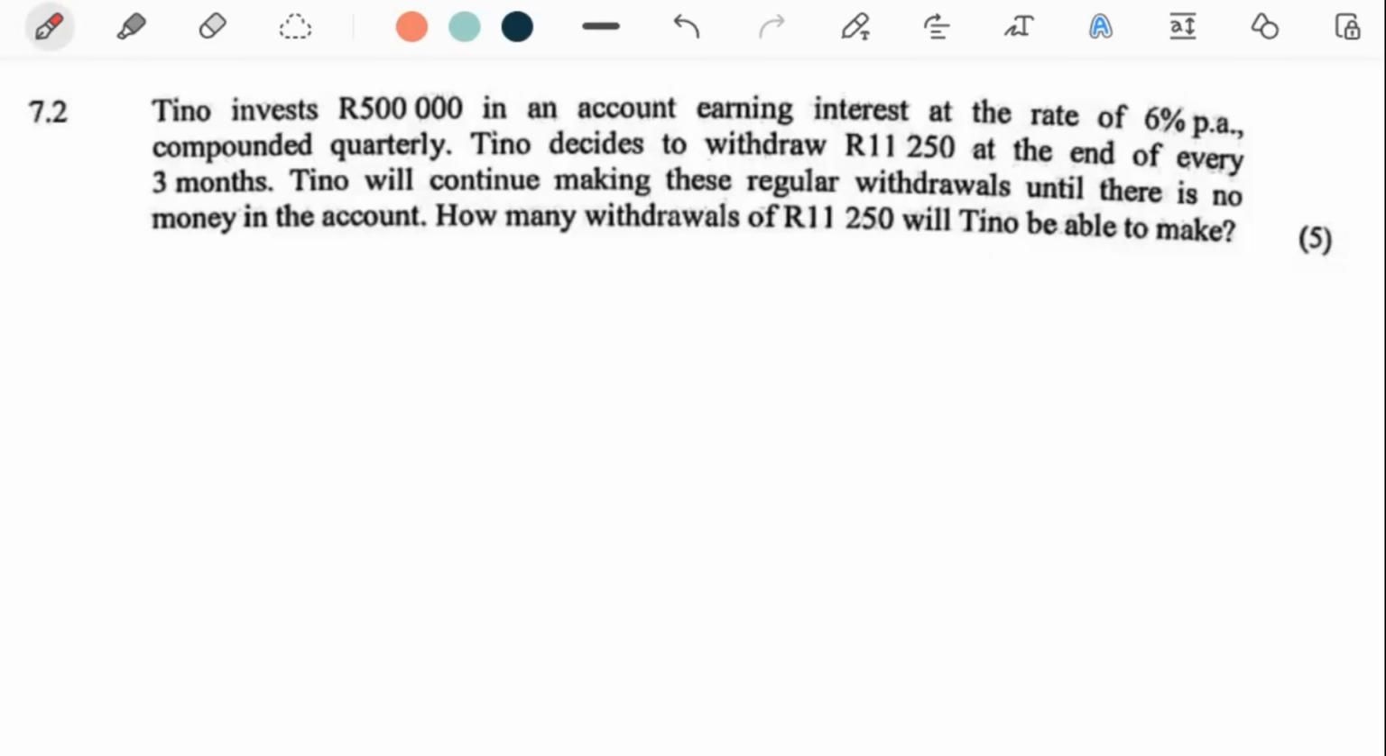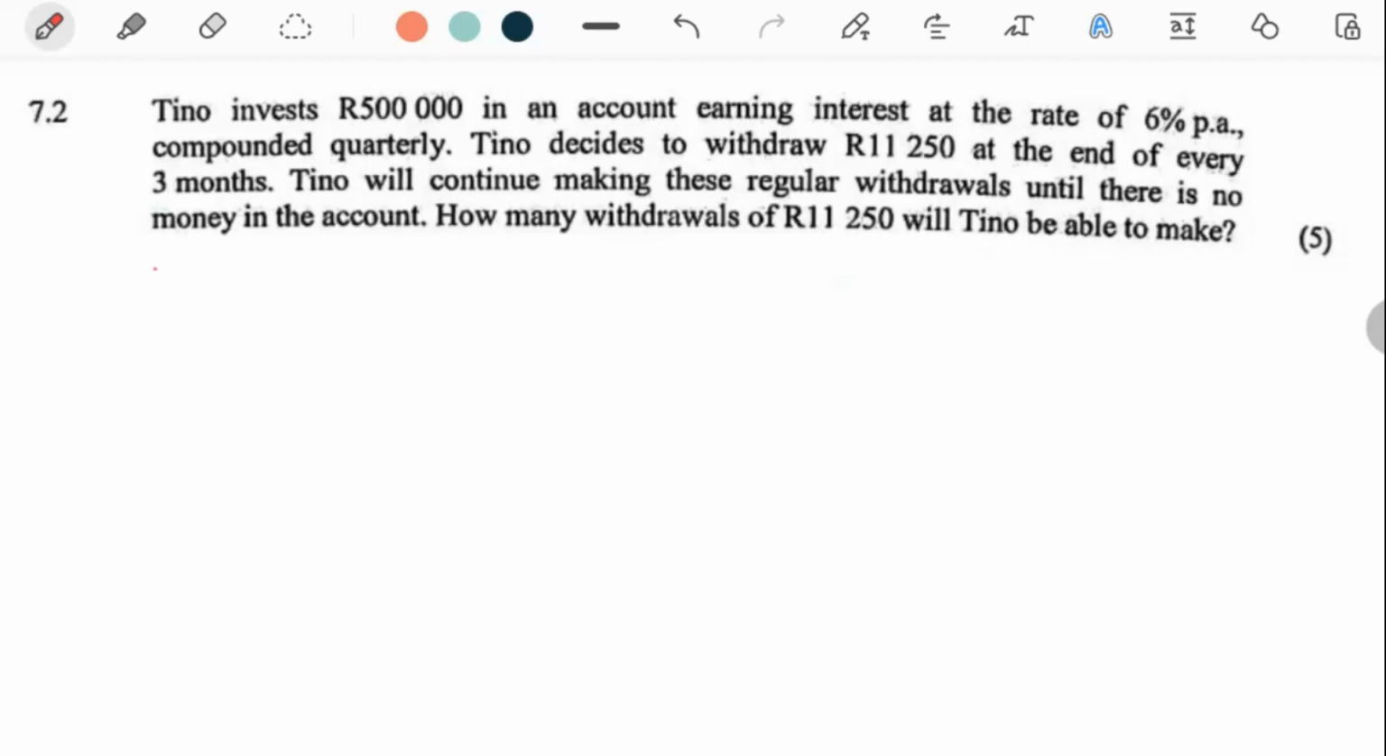and Tino decides to withdraw 11,250 at the end of every 3 months. Yeah, that's quarterly. Then he says, yet Tino will continue making these regular withdrawals until there's no money in the account. How many withdrawals of 11,250 will Tino be able to make? This is a straightforward question.